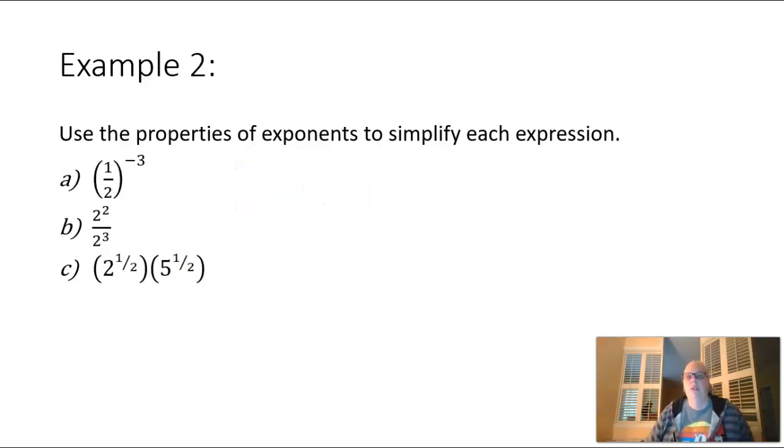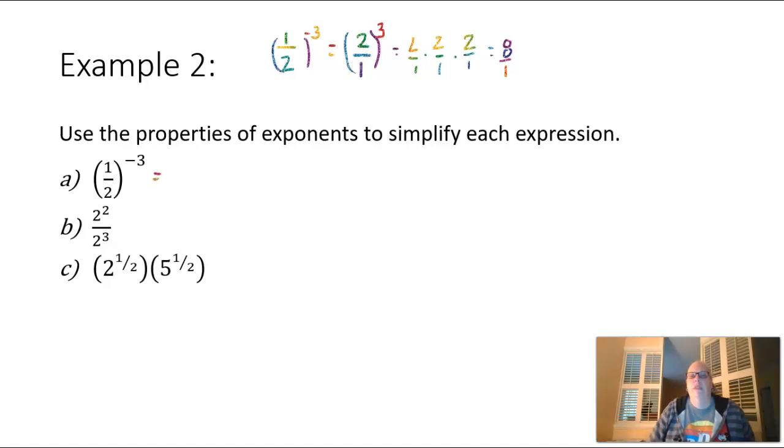Okay, example 2, we're still using those properties of exponents, so we're going to simplify these expressions. The first one has a negative exponent, and so the property is, if I have a base and it is raised to a negative exponent, what I'm supposed to do is take the reciprocal of that base, and the reciprocal of 1/2 is 2 over 1, and raise it to the positive power there. And so we're going to have 2 over 1 times 2 over 1 times 2 over 1. That's going to give me 8 over 1, which just simplifies to 8.